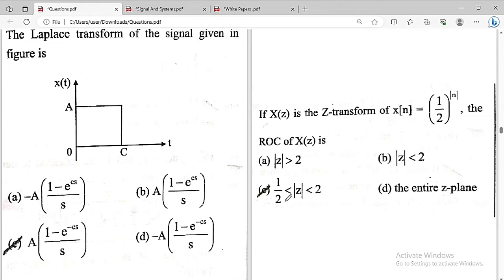Out of the four options, option C, which is 1/2 less than mod z less than 2, where mod z is going to lie between 1/2 and 2, is the correct solution of this question. So let's solve this numerical.